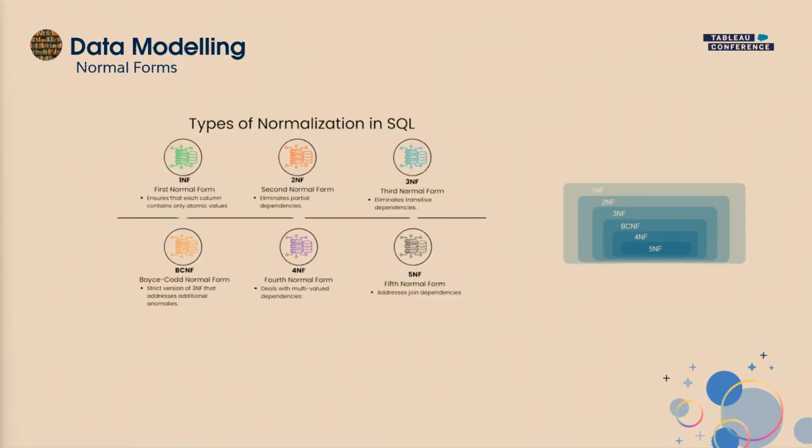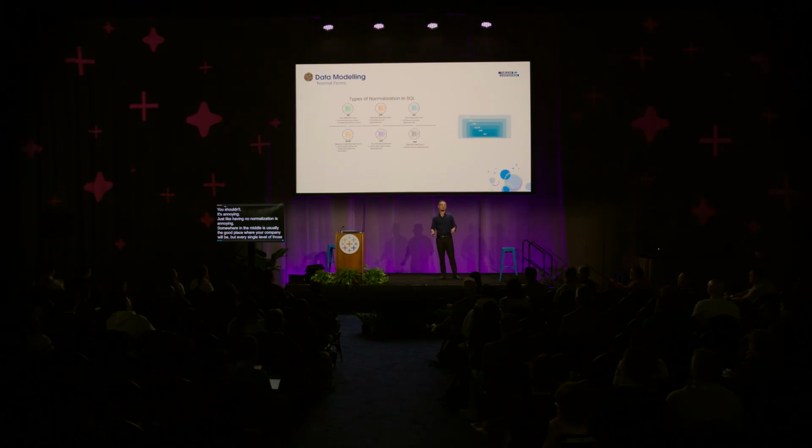Types of normalization. So you have normal forms. You don't have to know everything about them. It's quite a lot. What you have to know is what your organization is currently using. Because it's not as simple. This is not a progression. This is not to say that the fifth normal form is the form that you should be using. You shouldn't. It's annoying. Just like having no normalization is annoying. Somewhere in the middle is usually the good place where your company will be. But every single level of those has its pros and cons.